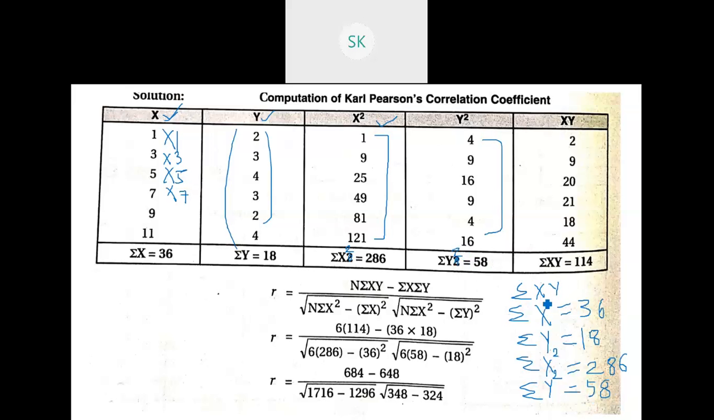Now the last thing which is left out is xy. Again, xy here is directly the question values. So x into y, 1 into 2, 3 into 3, 5 into 4, these two columns we are multiplying. Until the previous problem, you were not supposed to do it like this. You were supposed to take deviations and then solve. But from this problem, you can apply this method.